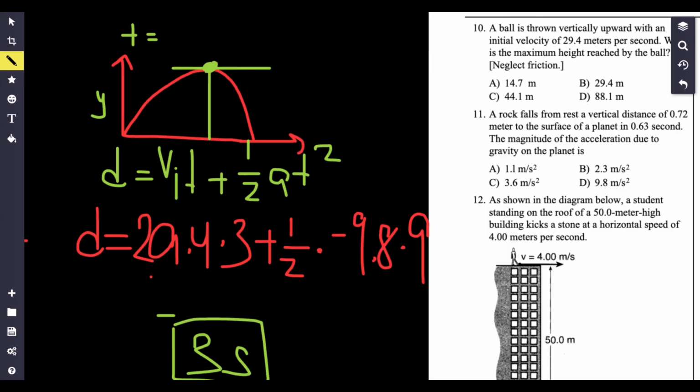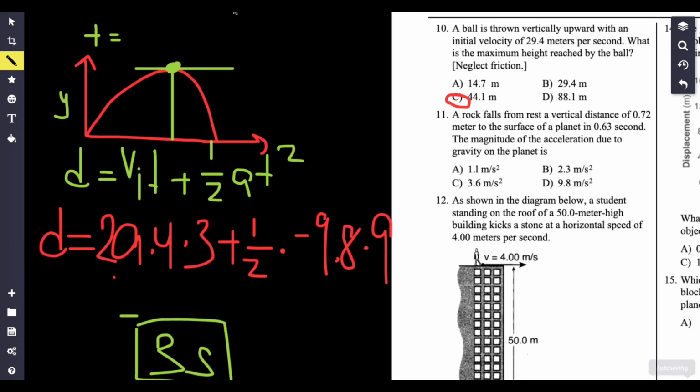29.4 times 3 plus 0.5 times -9.8 times 9. That's going to be 44.1, which is answer choice C right there.